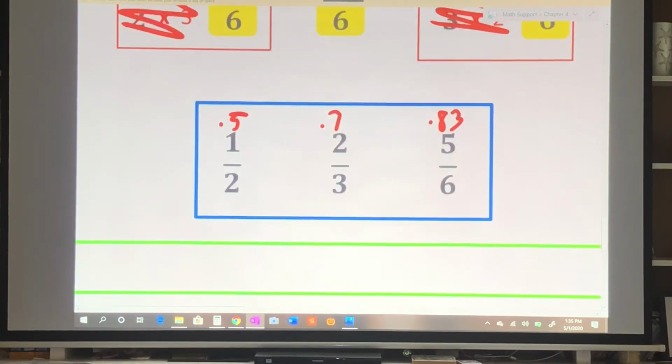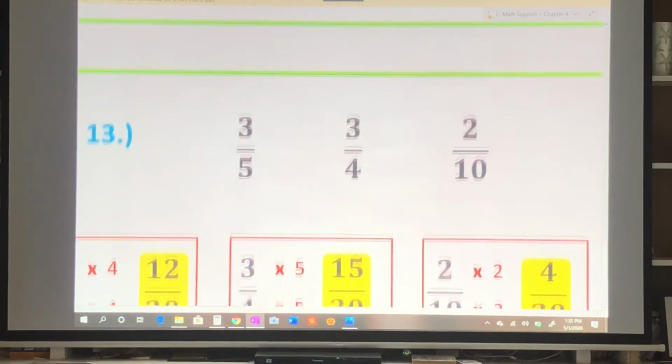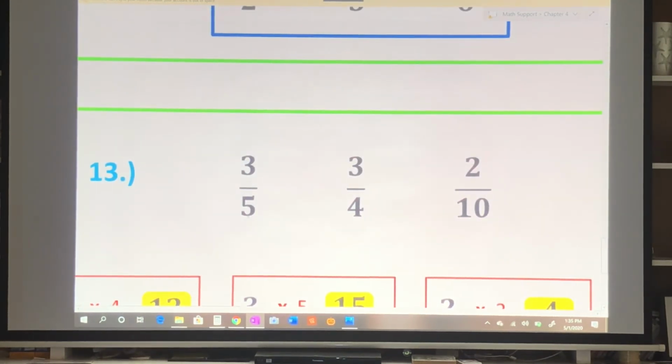Let's go to 13. Okay, so I've got 5, 4, and 10. 5 goes into 10, but 4 doesn't. So I'm going to go, all right, next multiple of 10 would be 20. Does 4 go into 20? Yes, it does. Does 5 go into 20? Yes, it does. That's going to be our common denominator.